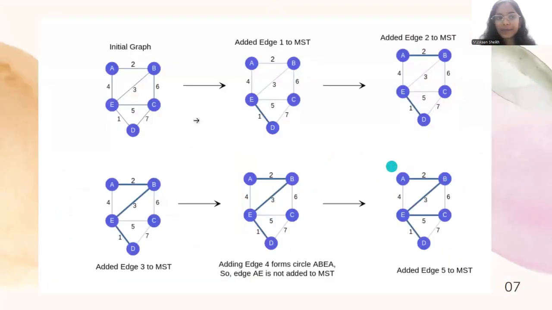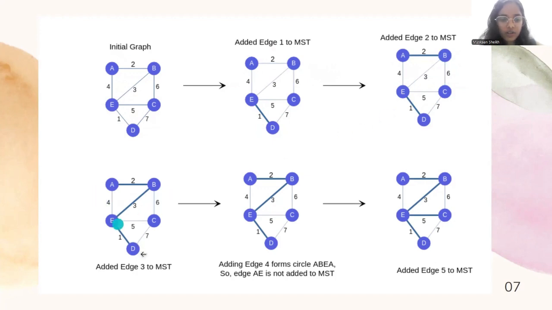Let's see another example. So this is the initial graph given to us. So we can see there are 5 nodes, A, B, C, D, and E. So we have to find the smallest cost here. The smallest cost is 1. So we will join E to D. After E to D, it is 2. So we will join A to B. Now after joining these two, the next cost is 3. So we're going to join B and E.